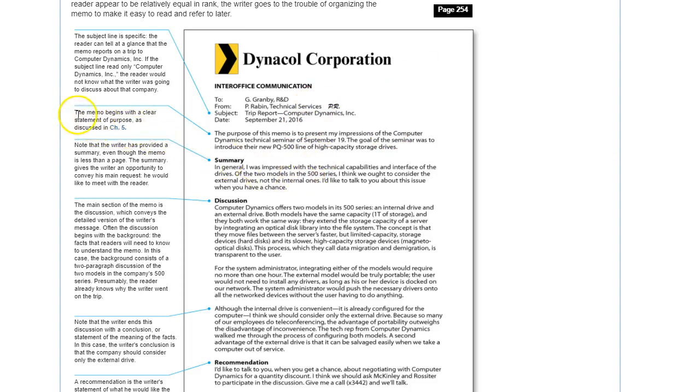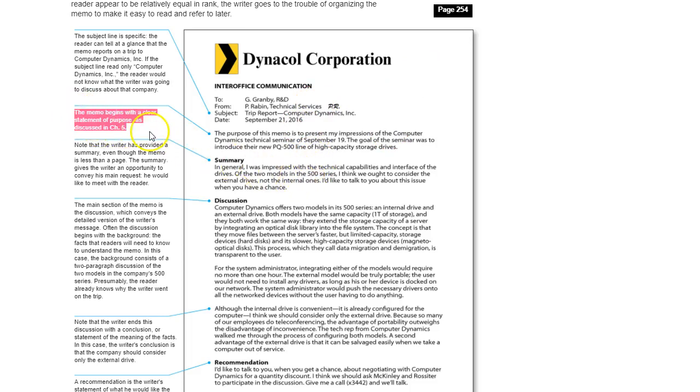Things that you should start really thinking about are things like this. The memo begins with a clear statement of purpose as discussed. So you really, really want to make sure that you have that clear statement of purpose, that you start off with a very clear idea of what you're writing about, because if you have to start searching down the memo to try and find that information, you're probably going to start losing readers and getting them confused.